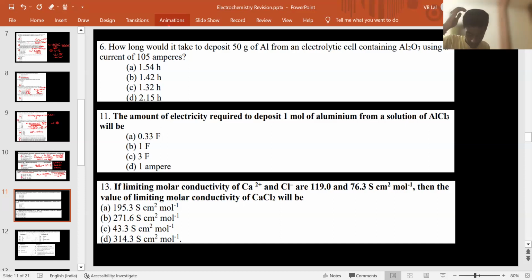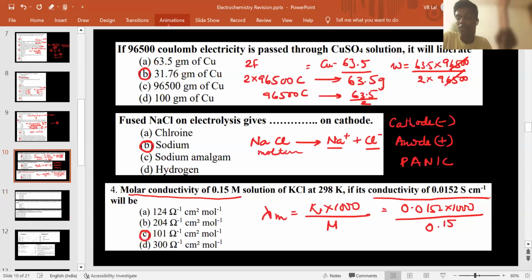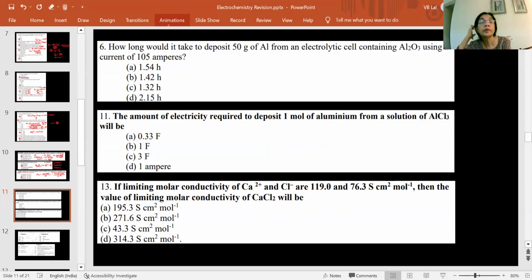Ma'am, can you go to the previous slide? Yes, ma'am. Thank you. How long will it take to deposit 50 grams of aluminium from an electrolytic cell containing Al2O3 using a current of 105 amperes?